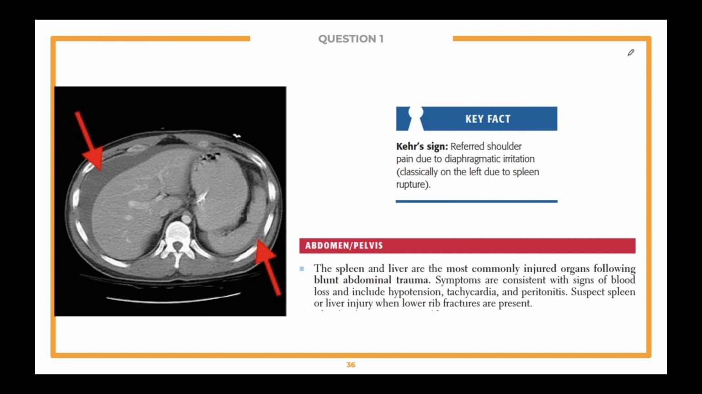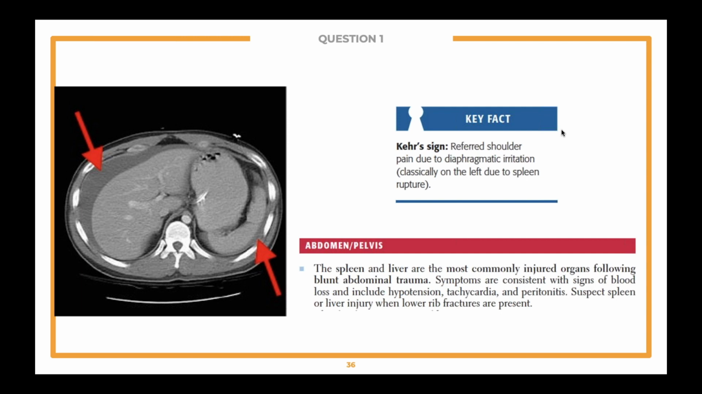Okay, and you can kind of see there that within that organ on the left, there's a little bit of irregularity going within that organ. That's a little bit of a cleft or a laceration of the spleen. So the spleen and the liver are the most commonly injured organs after blunt abdominal trauma, okay?